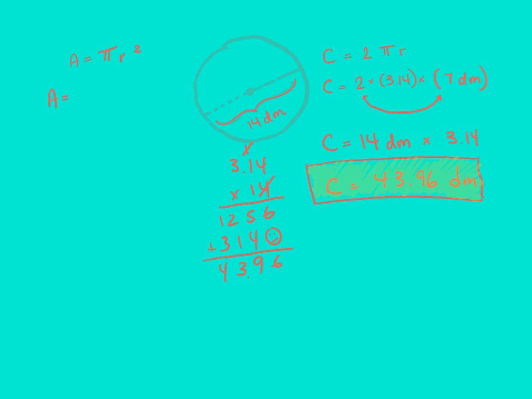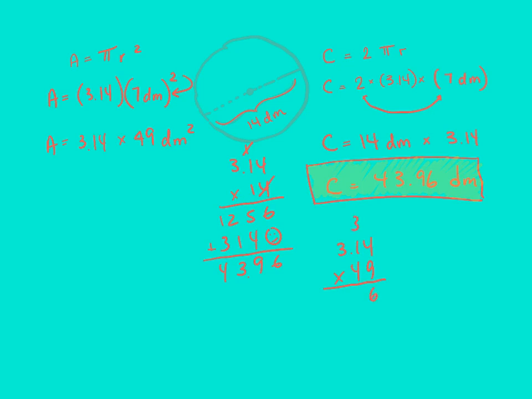Okay, for area, it's going to be pi, which is 3.14 times r squared. Okay, gotcha. So the radius here is 7 decimeters, and we're going to square that. Remember, you're going to multiply 7 times 7, which is going to be 49 decimeters to the second power, and 3.14. So this is the same as the other one in the sense I just multiply this correctly, okay? And that's 3.14 times 49.